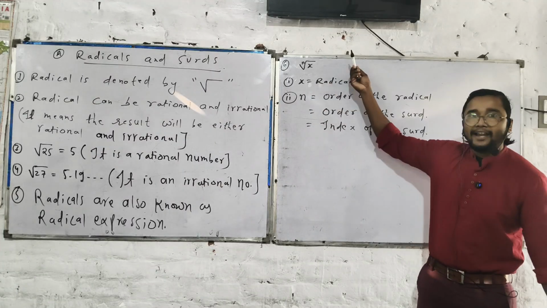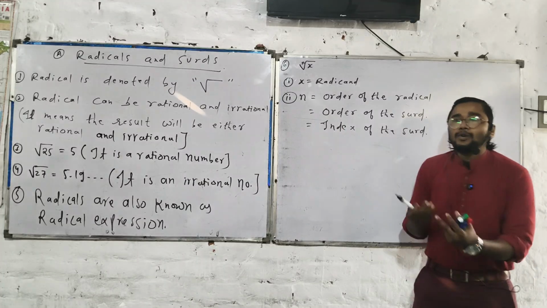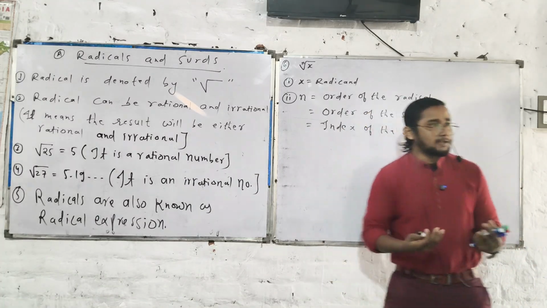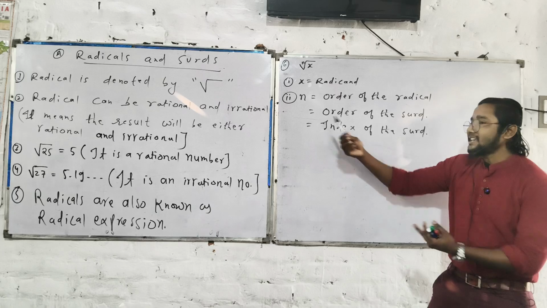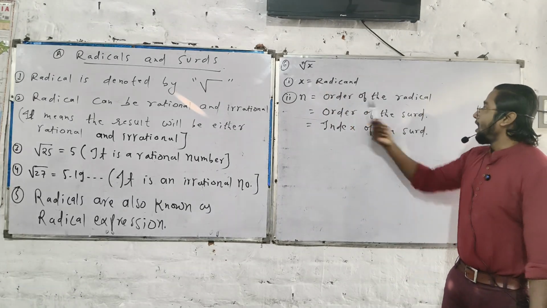X is called the radical. I can put any number here. Tell me now, what about the n? What is the special name of the n? What can we say about the n now? We can say it is the order of the radical. Now this is the radical form, and it's called the order of the radical.